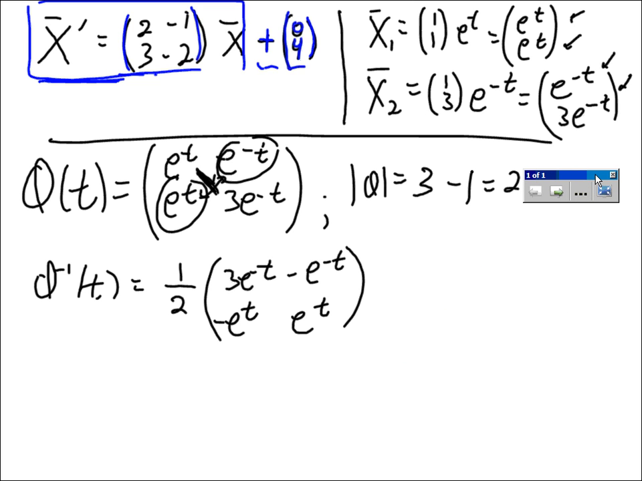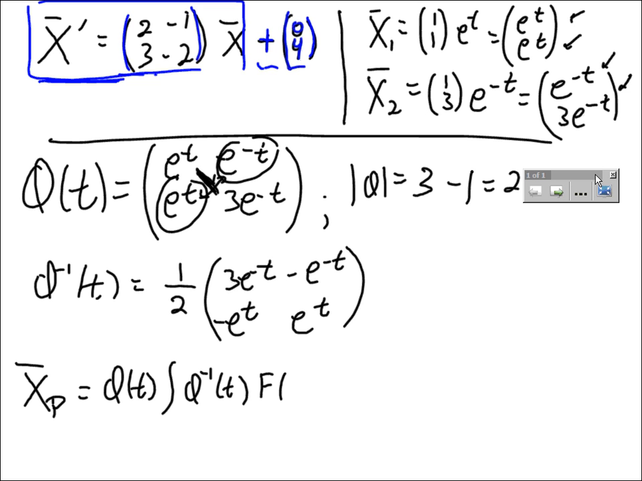Now, for the long one, the answer is going to be x bar particular, it's going to be phi of t times the integral of phi inverse of t times what's called f of t dt. And f of t is that, 0.4. So what we want to calculate is this integral.